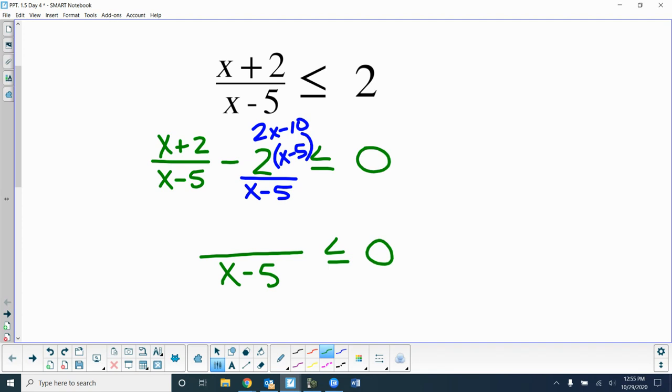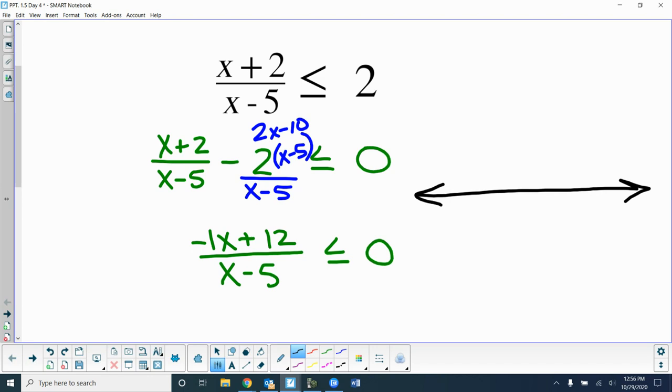1x minus 2x is negative 1x. And 2 minus negative 10 is a plus 12, because it's 2 plus 10. So that's what I want to get to. I want to get to a fraction on the left and 0 on the right. Then I can figure out how to graph it. Remember, solve and graph these. Okay?